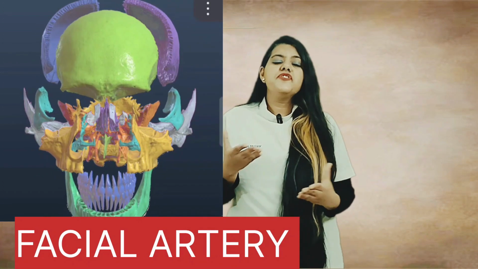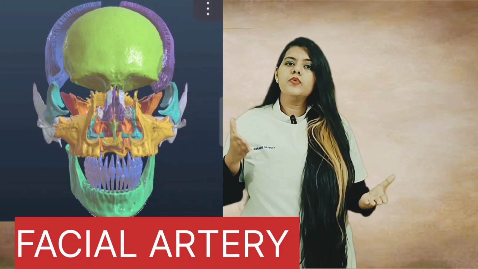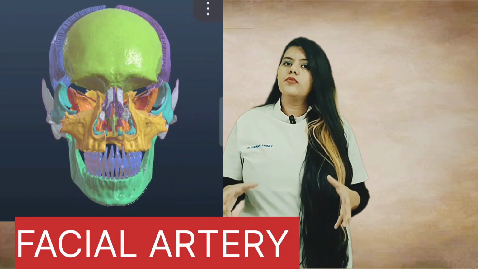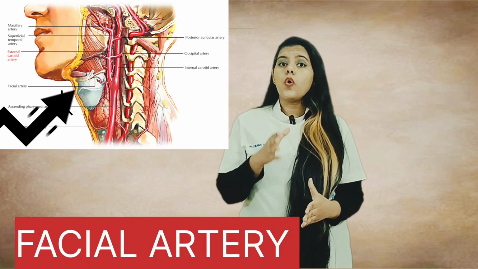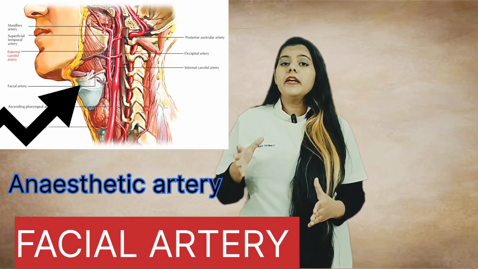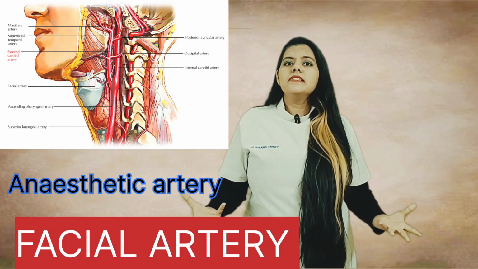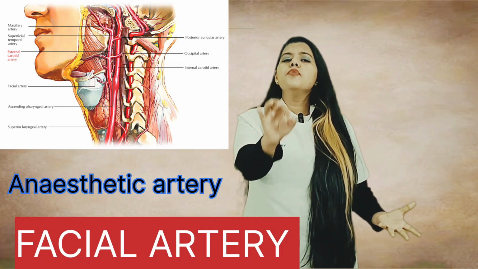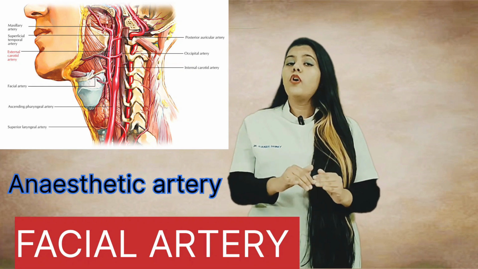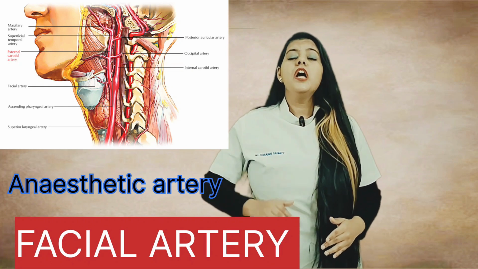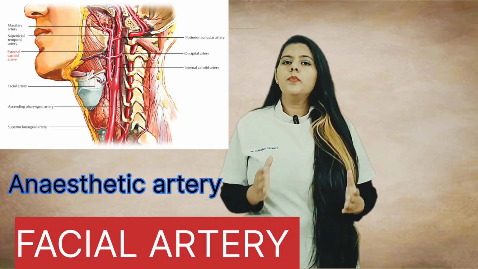See, the facial artery is the chief artery of the face, right? It is the branch of the external carotid artery which is given off in the carotid triangle, as shown on your screen. The facial artery is also known as the anesthetic artery. Now to understand why the facial artery is known as the anesthetic artery, you need to know its course. So here we come with the course of the facial artery, and for this the flow chart is very important, and this will help you to write in your exam too, as well as to understand it very well.